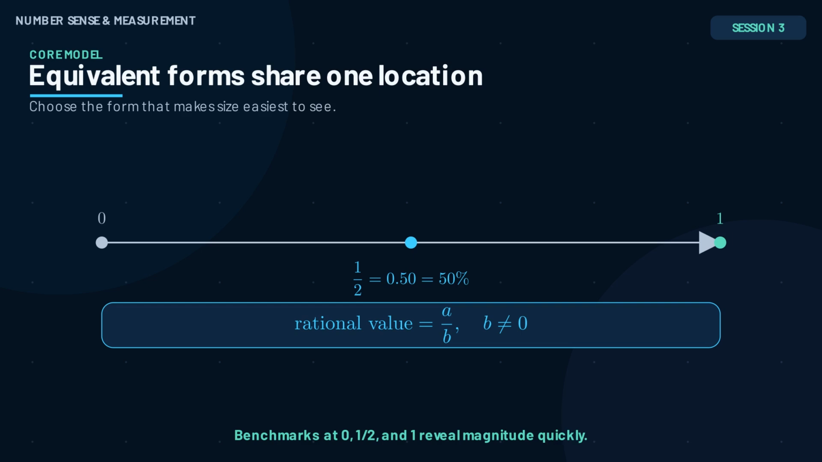1/2, 0.5, and 50% all mark the same point. Benchmarks at 0, 1/2, and 1 help you compare before doing exact arithmetic.